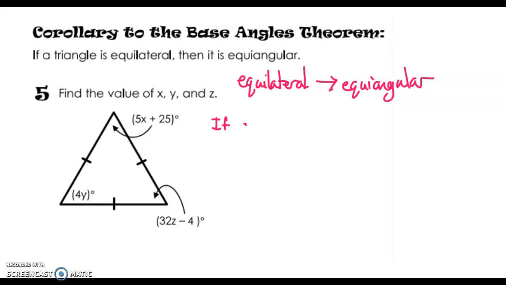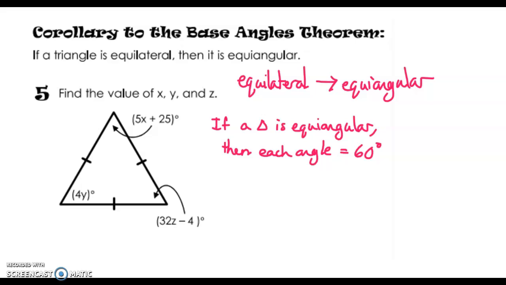Now, if a triangle is equiangular, meaning all three angles are equal, then each angle equals 60 degrees. And that's because all three angles added together are 180. Well, if they're equal, you do 180 divided by 3 and you get 60. So basically, all of these are congruent because we know it's equilateral, so we know it's equiangular. So that means you can set each one equal to 60, and then you could solve.